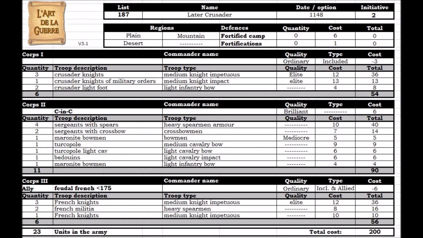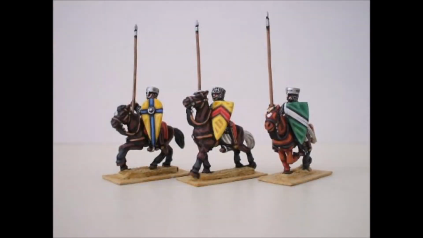You've ducked the Pavis, I see. You've got a textbook mediocre bowman to give that 3 shooting, and then a kind of lightweight mini cavalry command, which is a light horse Turcopole and a light horse impact Bedouin. So that's sort of 2 commands, isn't it? With your brilliant general, you do say you see that on a wing very much.